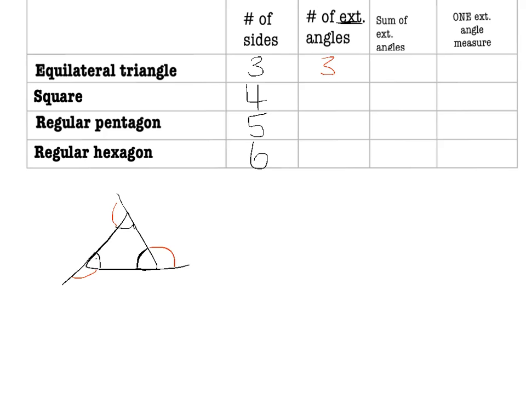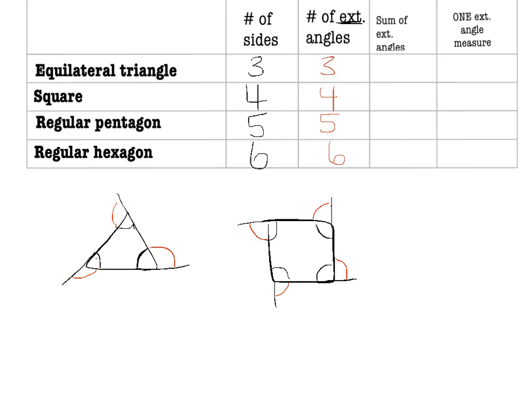What if I had a square? If I have a square and I extend my sides out, let's count the interior first. 1, 2, 3, 4 interior angles. And what do you know? 1, 2, 3, 4 exterior angles. I hope you're noticing a pattern here. The number of sides is the same as the number of interior and exterior angles. So if it has 5 sides, it has 5 exterior angles. If it has 6 sides, it has 6 exterior angles.